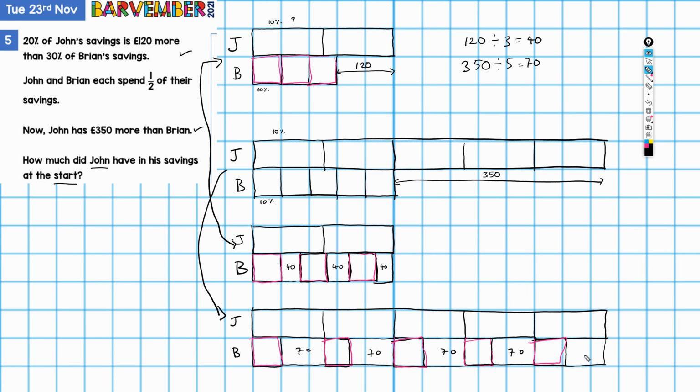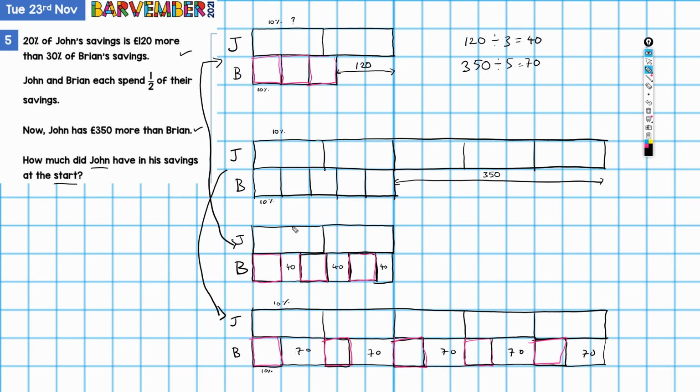So these two original scenarios are redrawn here. And why I find this useful is because we can then compare. So here it's clearer. Here's 10% of John's, and 10% of John's is equal to 10% of Brian's. So we could call these a unit of John's and a unit of Brian's. So 10% of John's we know is equal to a unit of Brian's plus 70.